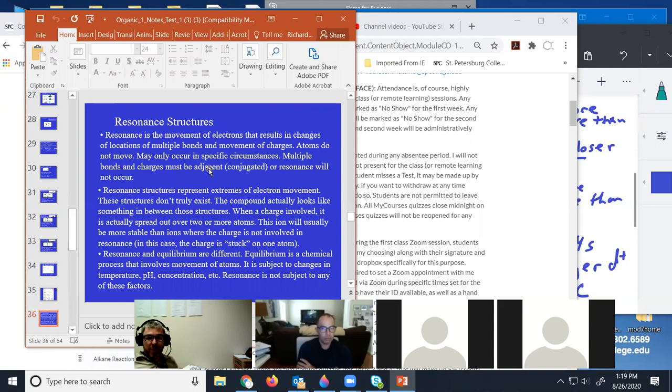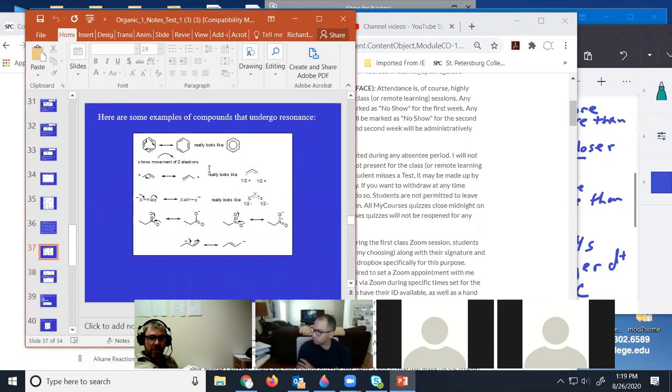And the application we're going to have for resonant structures is showing how resonance can stabilize a negative charge. If it can stabilize a negative charge, it means it can make a more stable anion, which means that we can talk about it in terms of acidity as well, and how that might affect stability of anions. All right, so let's take a look at some examples of resonance.